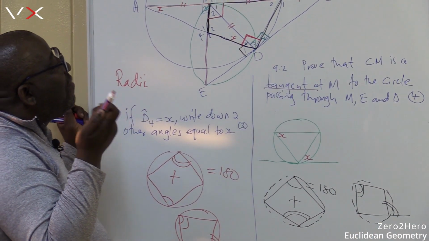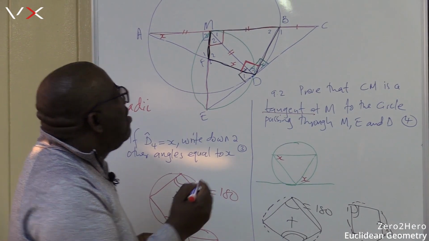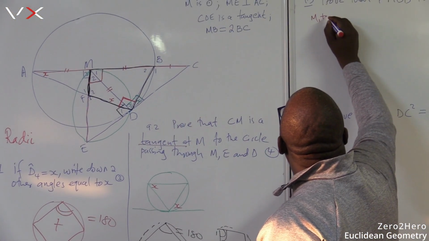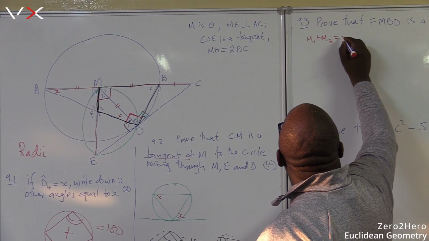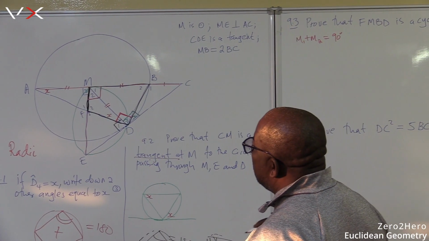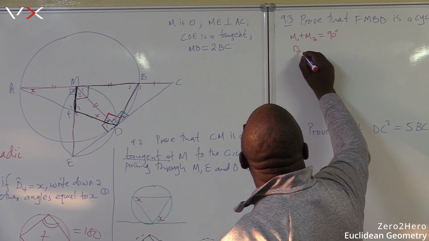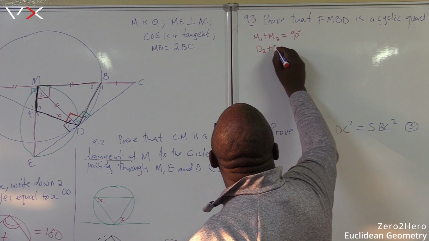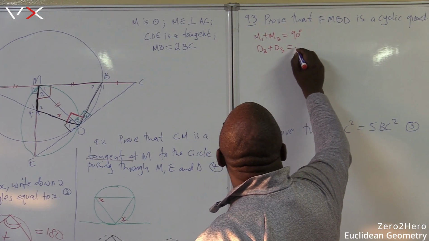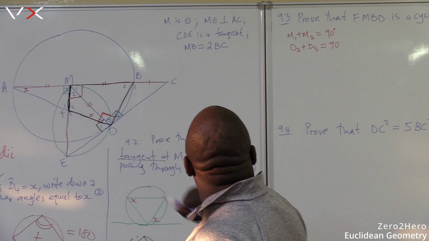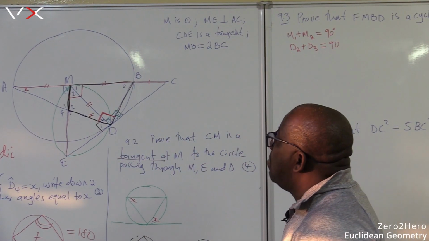There are two ways. If I like, I can say to them, look at angle M1 and M2. Angle M1 plus angle M2 is equal to 90 degrees, right? Number two, angle D2 plus D3 is also equal to 90 degrees. Where did you get that one from? Subtended by the diameter AB. Remember that it was subtended by the diameter AB.